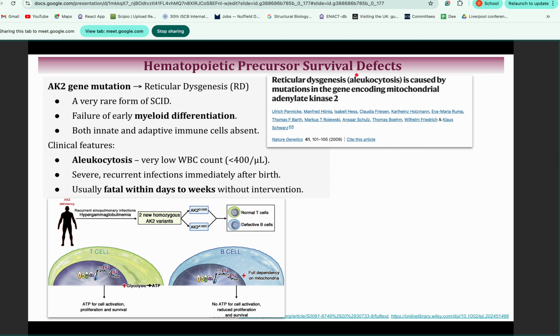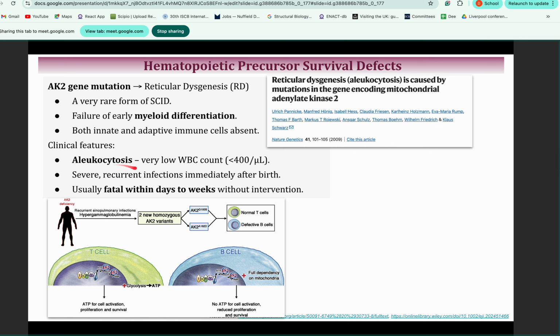Now, hematopoietic precursor survival defects. AK2 gene mutation leads to reticular dysgenesis, which is a rare form of SCID, with failure of early myeloid differentiation, and both innate and adaptive immune cells are absent. Innate, as I mentioned, are those present from birth, whereas adaptive means immune cells which are gained after the infection has happened. Generally, B cells are the innate cells, whereas memory B cells are the adaptive immune cells, generated once the B cells encounter infection. So both of them are absent.